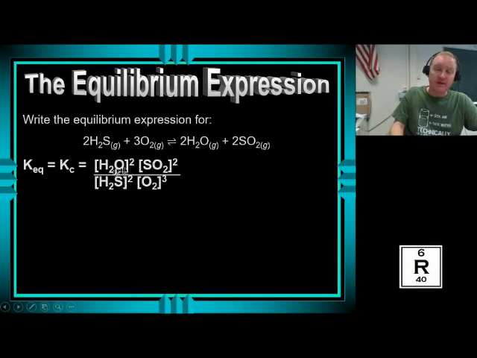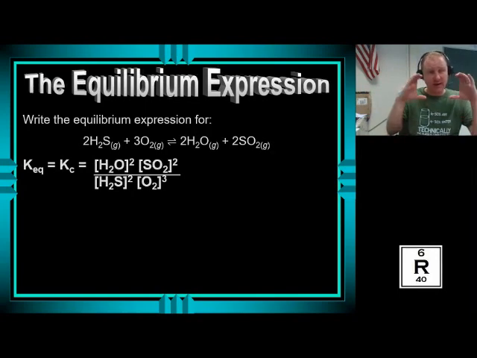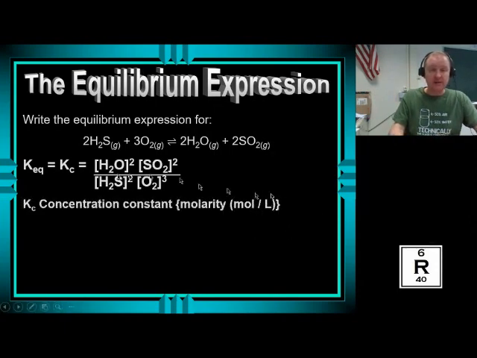Notice in this, we have products, water and sulfur dioxide on top, and the coefficients, don't forget, those coefficients go to raise those concentrations. And then you have your reactants on the bottom. There's a 2 coefficient here, a 3 coefficient here. Now, something important to remind us about, we've seen this before: these brackets are not parentheses. The brackets represent molarity. And because it's molarity, we are talking about the concentration of things.